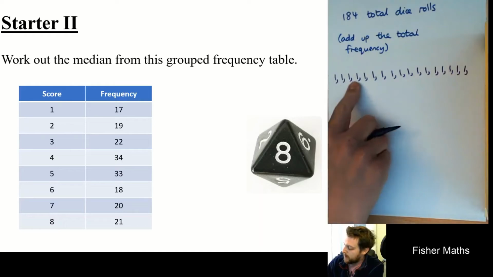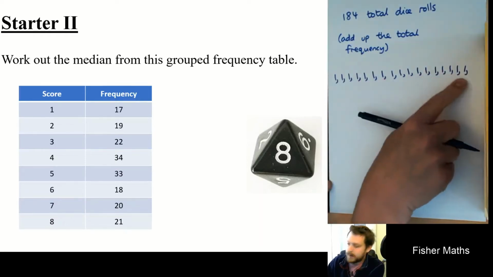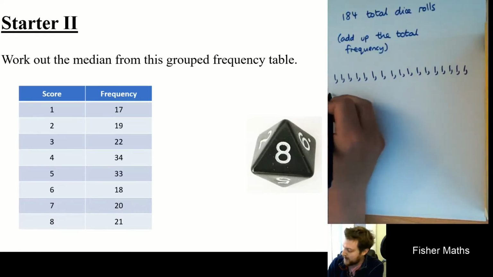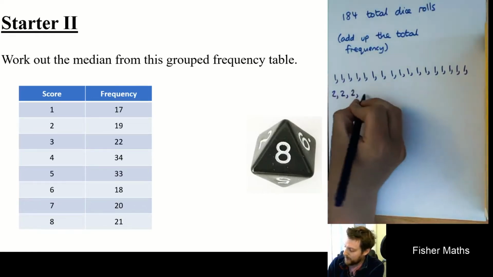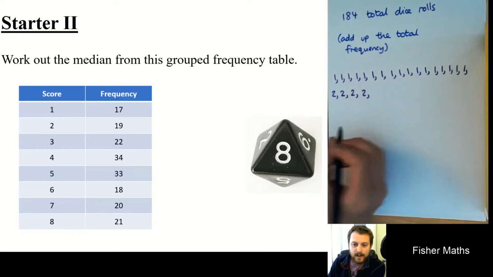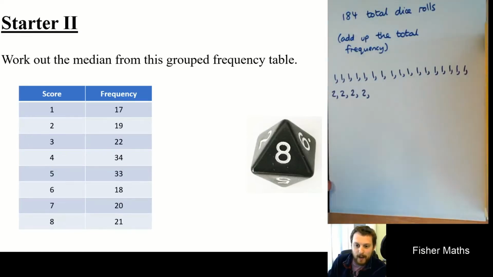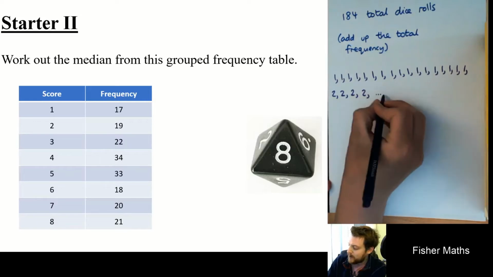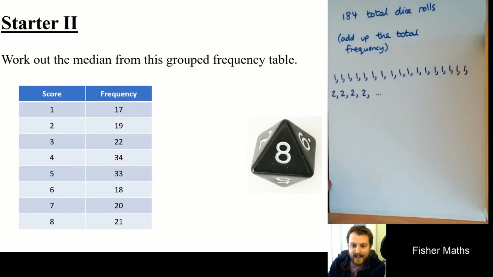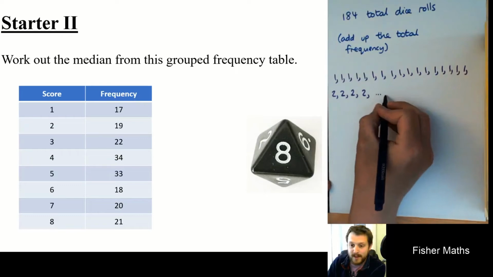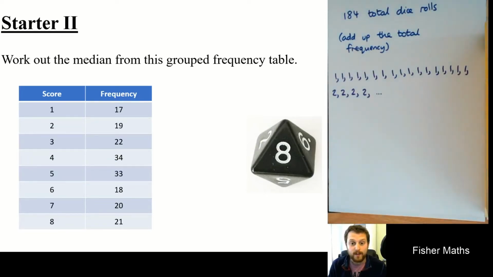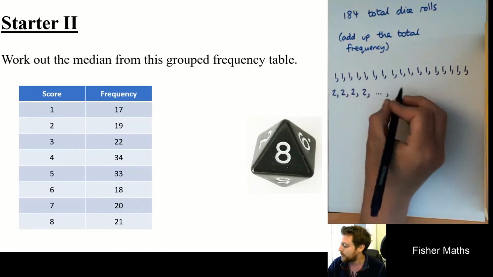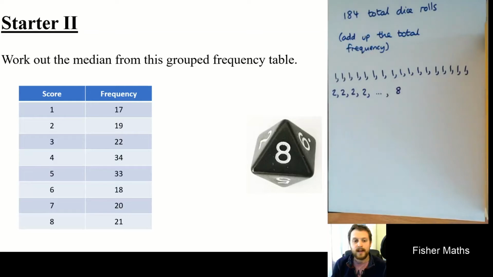So we've got 17 1s, followed by 19 2s, and this is of course where I started, like, it was already too much to write all of that, but now it's definitely too much. So this is where I put a few dots, right? There are 19 2s, then there are 22 3s, there are 34 4s, there are 33 5s, there are 18 6s, there are 20 7s, and there are 21 8s. So it goes all the way to the end, and then finally there's an 8.